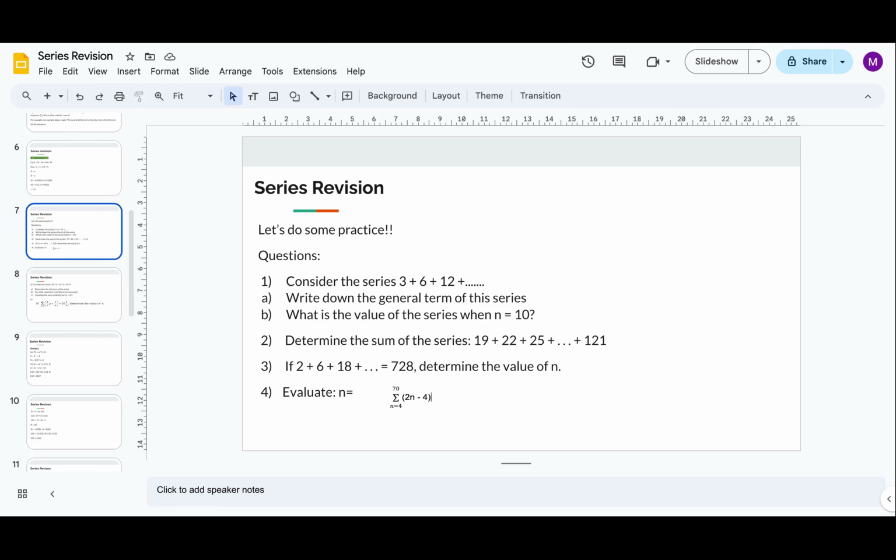Determine the value of n, given that 2 plus 6 plus 18 plus however many terms there are is equal to 728.